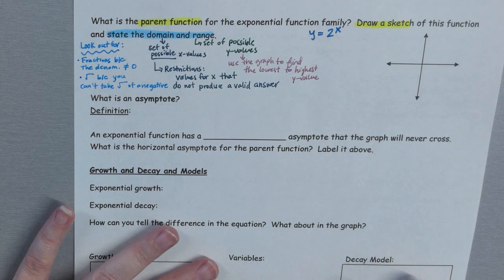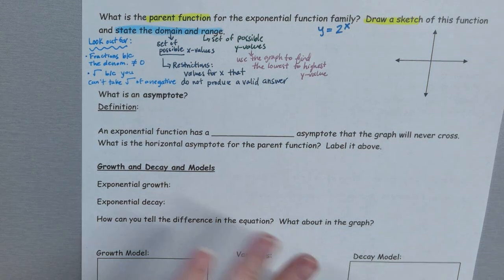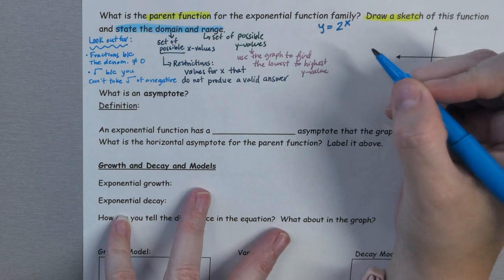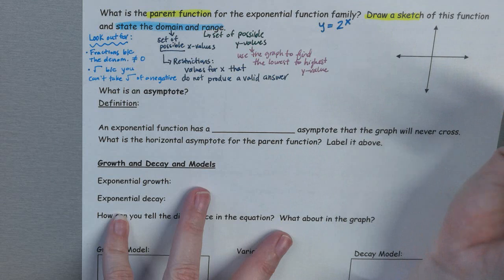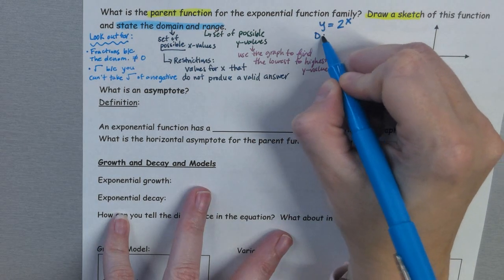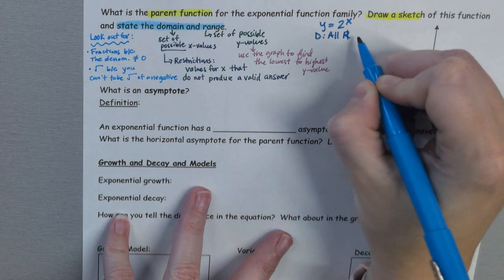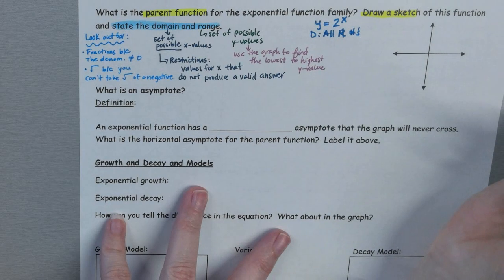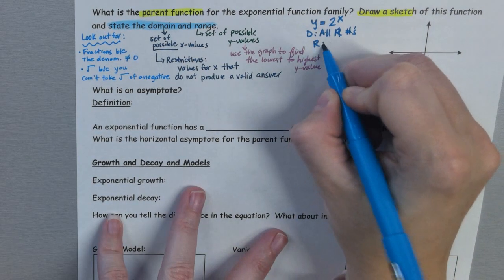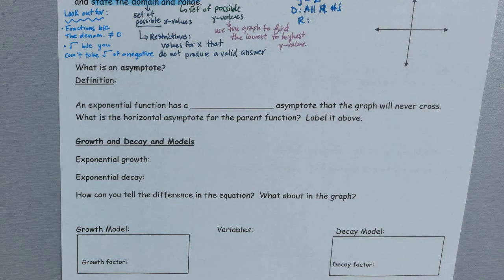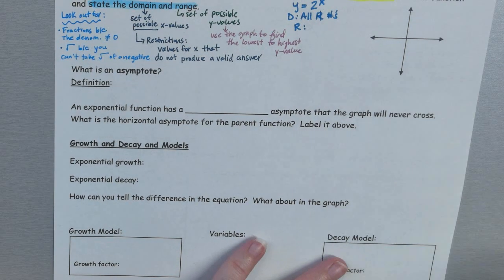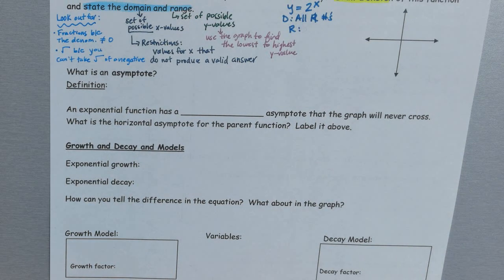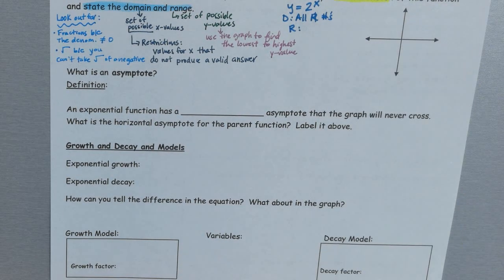Okay, and then y equals 2 to the x, that's your parent function. So if it doesn't have a fraction or if it doesn't have a square root, your domain is going to be all real numbers. And then the range, we are going to use our graph to do that, okay? Okay, so we're gonna draw a sketch of this function.